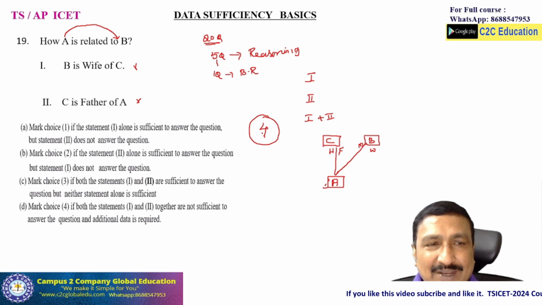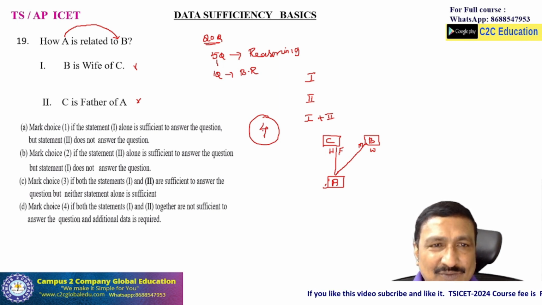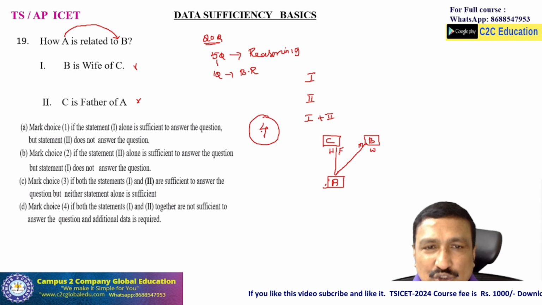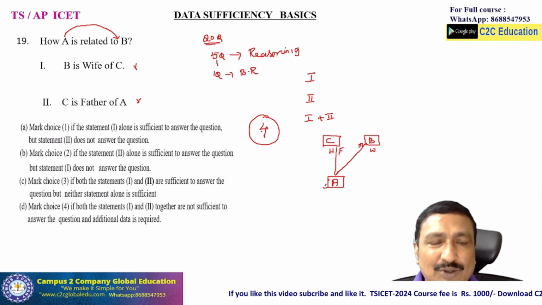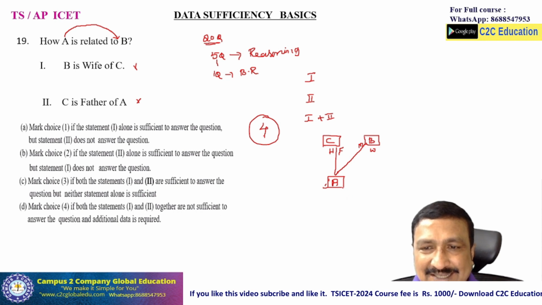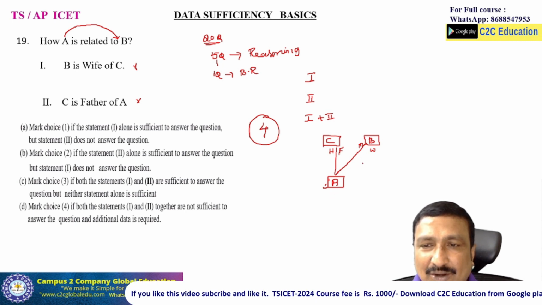So remember very clearly in blood relations, whenever they are asking a relation from the first person to the second person, we should say only the relation from first to second person only. We should not say the relation from second person to first person. Okay now friends, here we don't know A's gender. So that's why we cannot decide exactly whether A is the son of B or A is the daughter of B. So that's why the answer is the fourth option, friends.